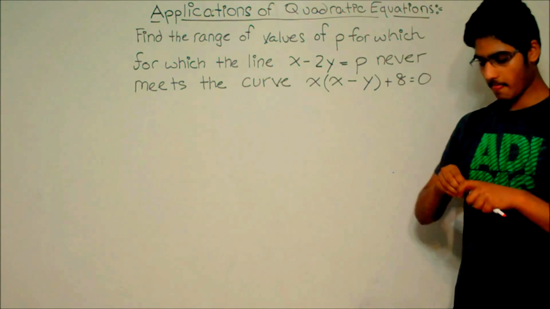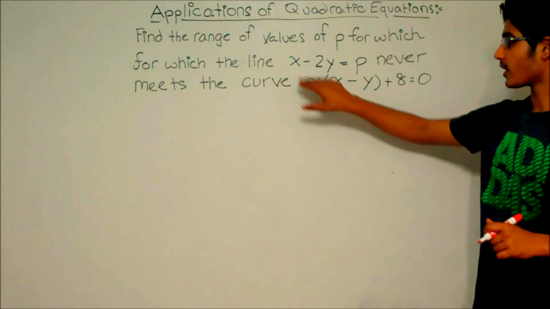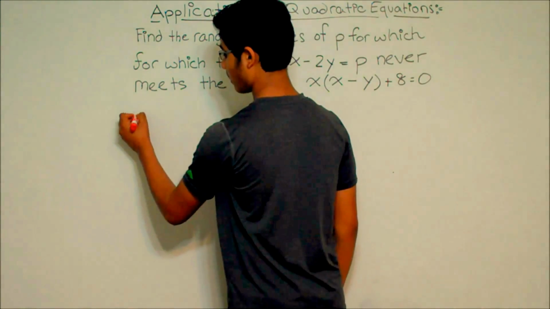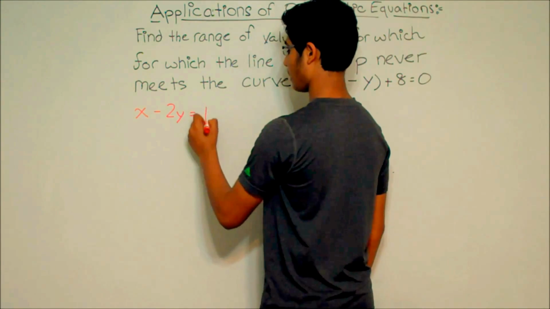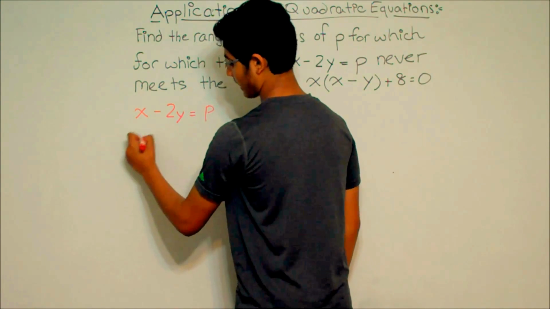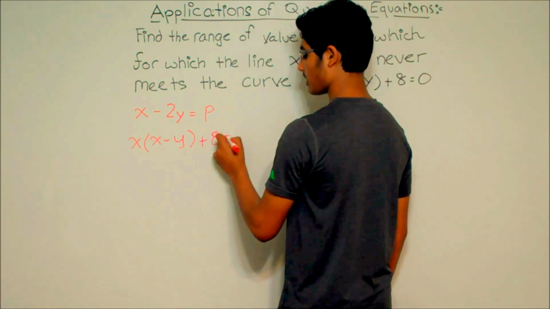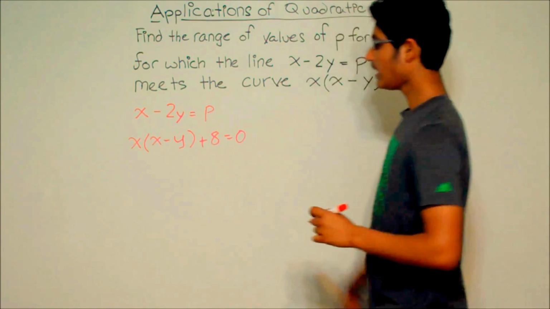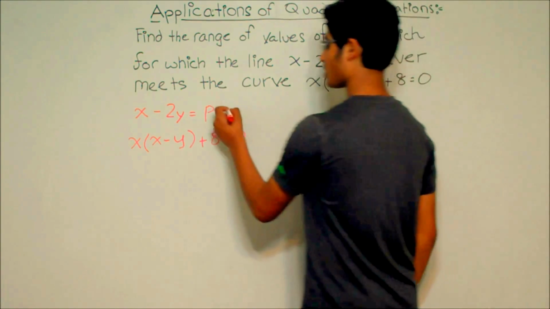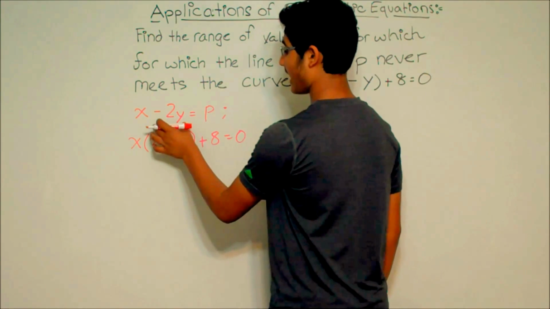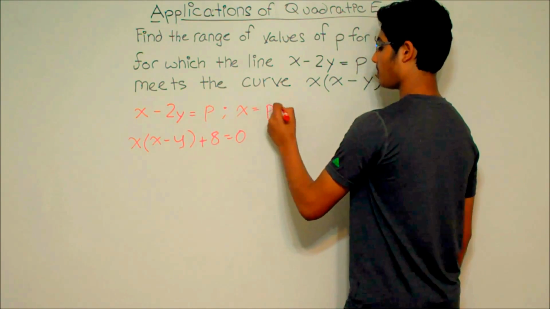So, before we get started, let's figure out what we have here. We have a line x minus 2y equals p, and we also have a curve which is x times (x minus y) plus 8 equals 0. So here, when we have x minus 2y equals p, we can translate this, by adding 2y to both sides, into x is equal to p plus 2y.